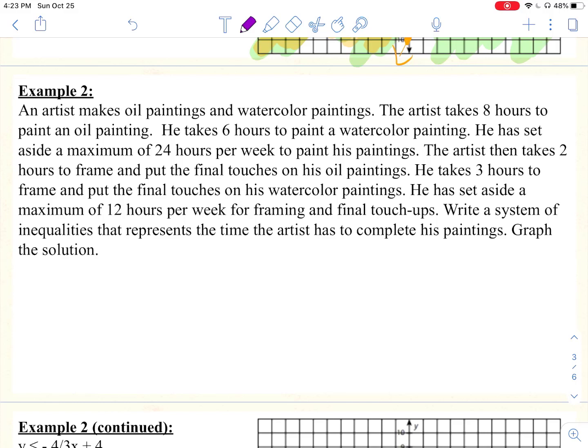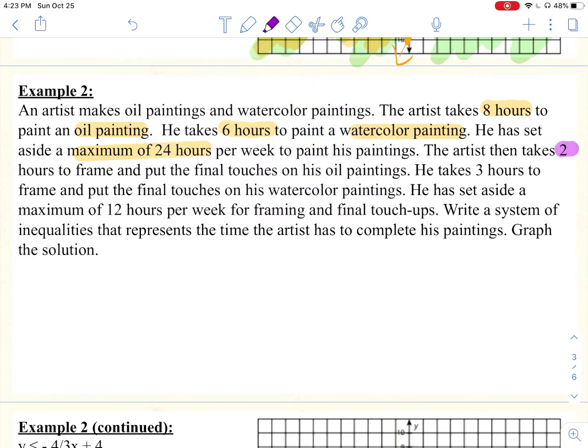An artist makes oil paintings and watercolor paintings. The artist takes 8 hours to paint an oil painting. He takes 6 hours to paint a watercolor painting. He has set aside a maximum of 24 hours per week to paint his paintings.